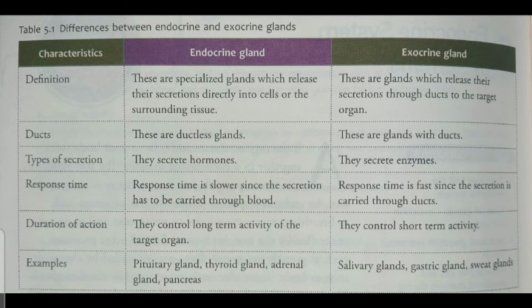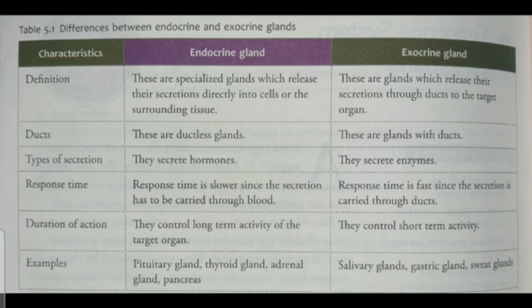The third one is types of the secretion. The endocrine glands secrete hormones and the exocrine glands secrete enzymes. The hormones have different roles in your body. They have their specific glands from where they are secreted, and they have their specific functions. And the enzymes mainly work on the foods.